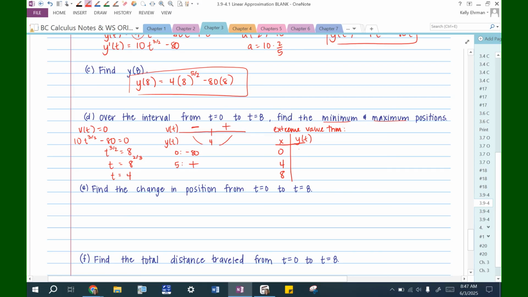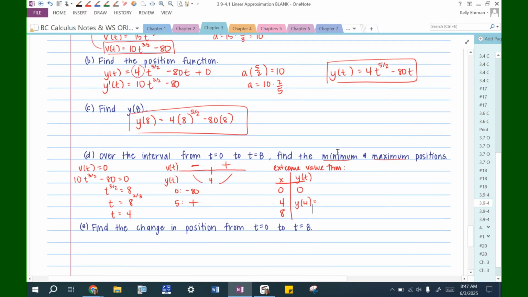So what is y of 0? We already know that's 0. What's y of 4? It's 4 times 4 to the 5 halves minus 80 times 4. So what is this? This is 2 to the 5th. So this is 4 times 32, minus 8 times 4 is 32, times this extra 10. 128 minus 320. So this is less than 0. I'm not going to worry about how negative it is unless y of 8 is negative as well.